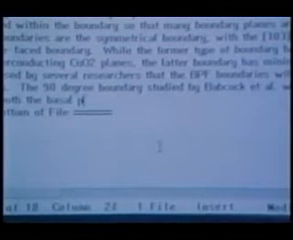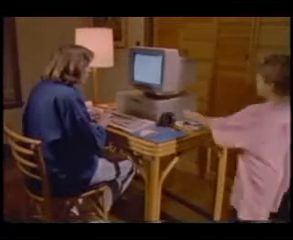Known as volatile memory, the data is stored only as long as the current stays on.